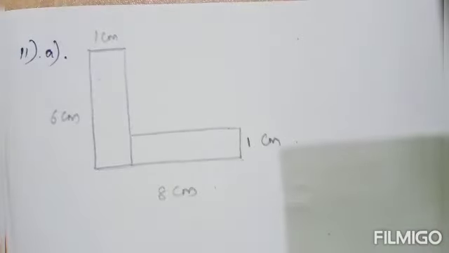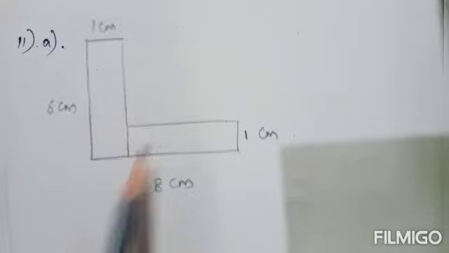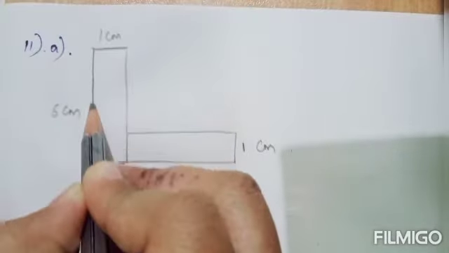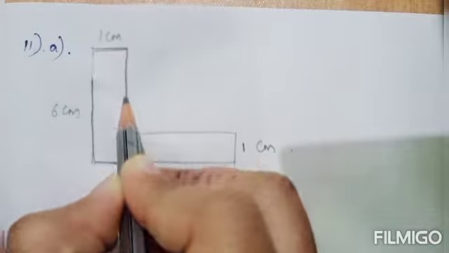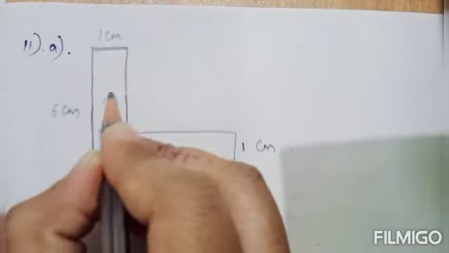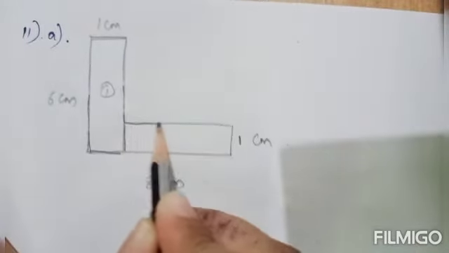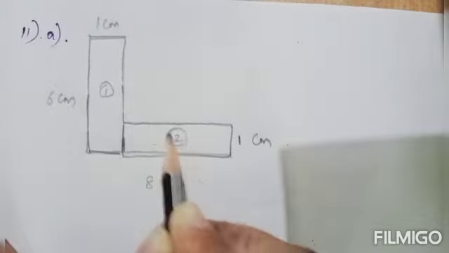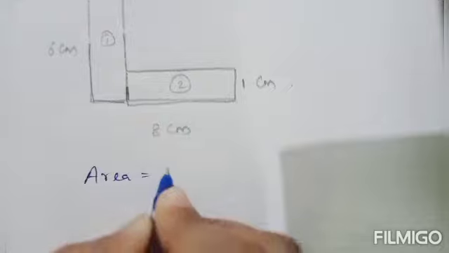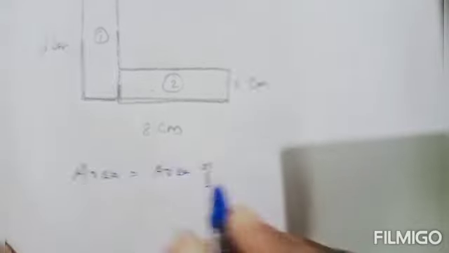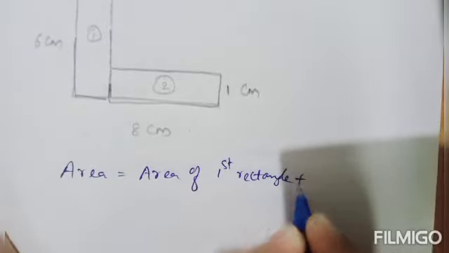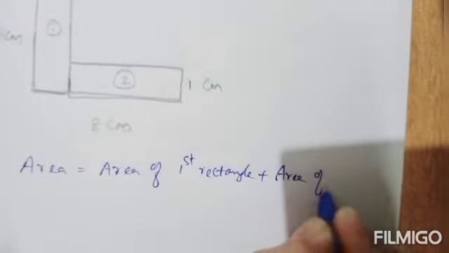Okay, now we can see here there are two rectangles. This is the first rectangle. Okay, you can see this is the first rectangle. Now the second rectangle is this rectangle. Okay, this is the second rectangle. So the total area of the figure equals area of first rectangle plus area of second rectangle.